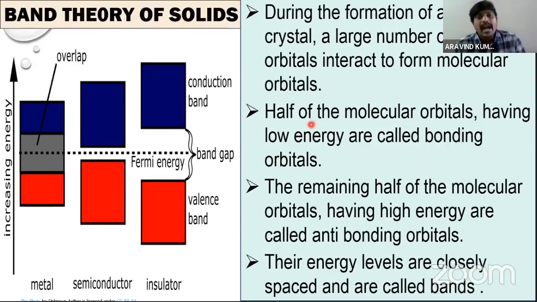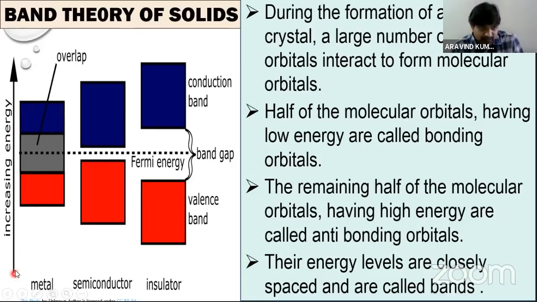In that way, half of the molecular orbitals having the lower energy are called bonding. Now, the red color one which I am showing consists of bonding molecular orbitals, right? Next, the remaining half of the molecular orbitals have slightly higher energy. Those are called anti-bonding molecular orbitals, right?